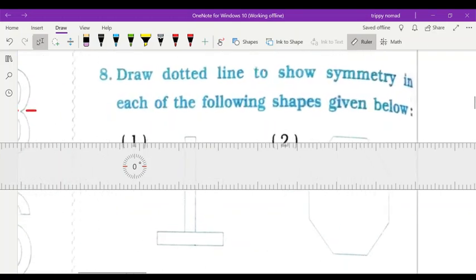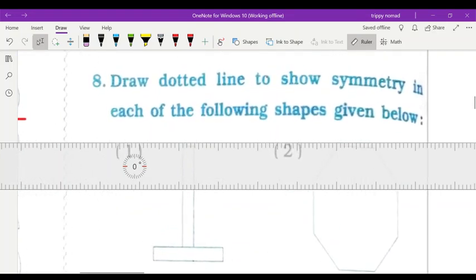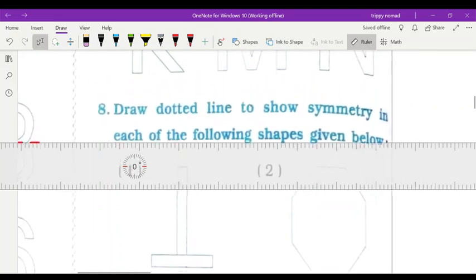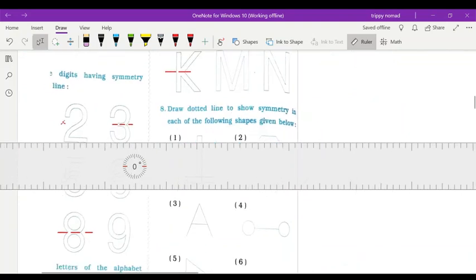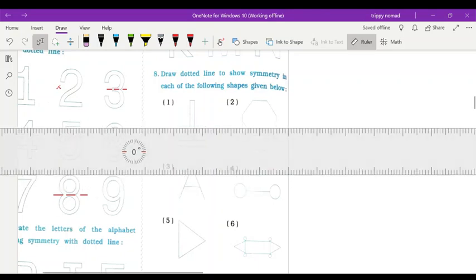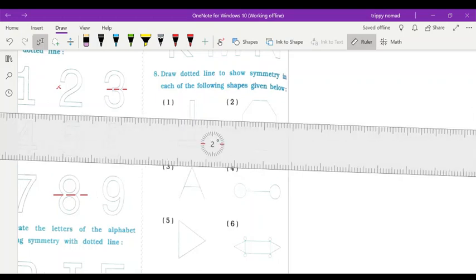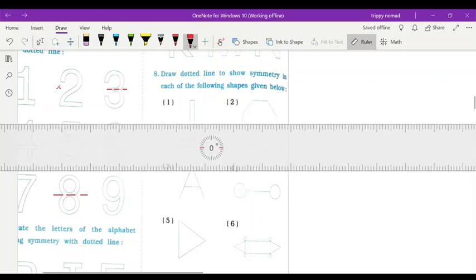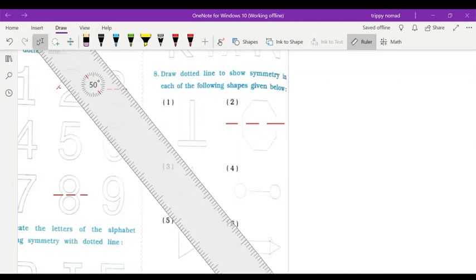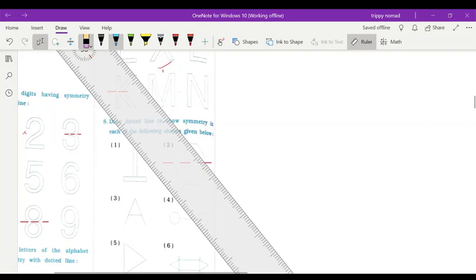In the same way, children: draw dotted lines to show the symmetry in each of the following shapes given. In each of the following shapes you have to draw the dotted line. I am going to start with the second one according to my scale position, so it is convenient to get this second shape. This is the line of symmetry here. And the first figure, what type of shape is it? Just wait, children, it will take some time.